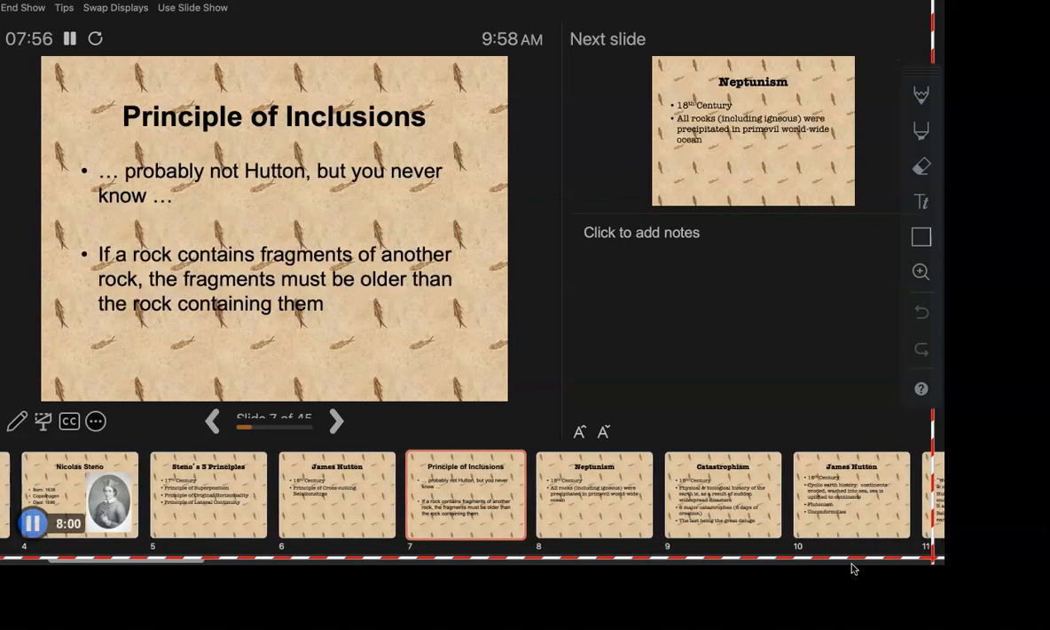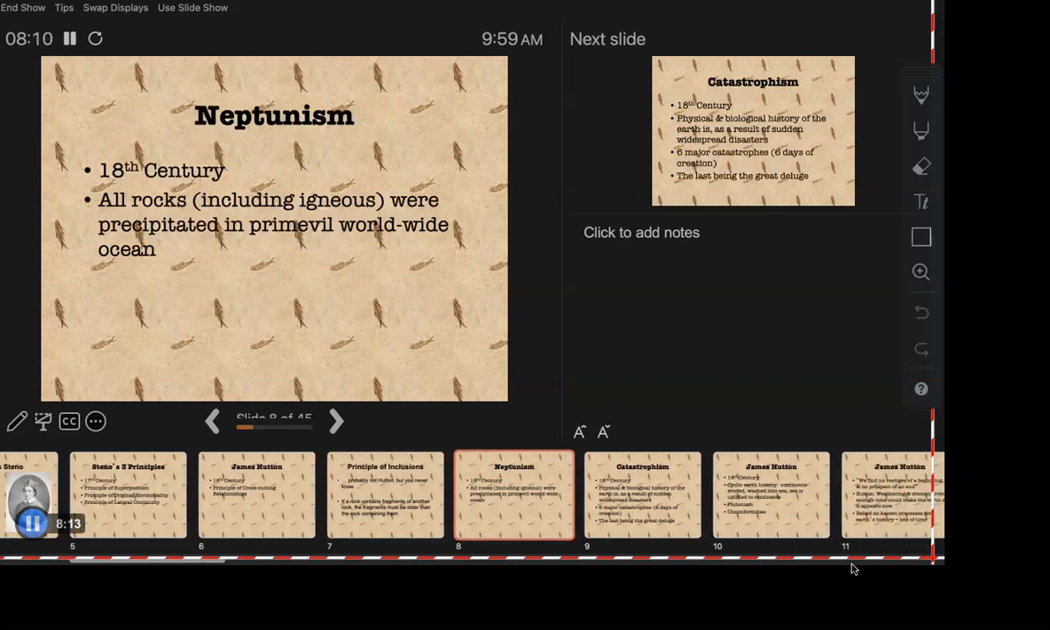Oh, there it is. Funny. I must have added this in class the one day because I didn't Google who it was. So that's inclusions. We just said that one.